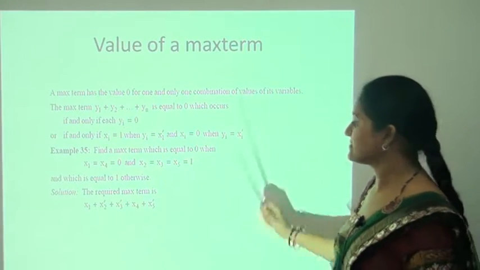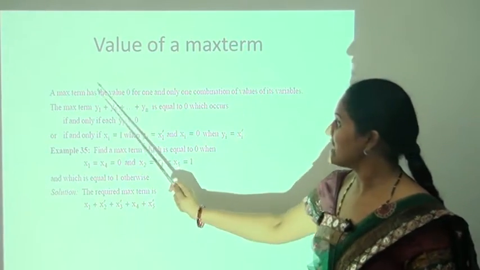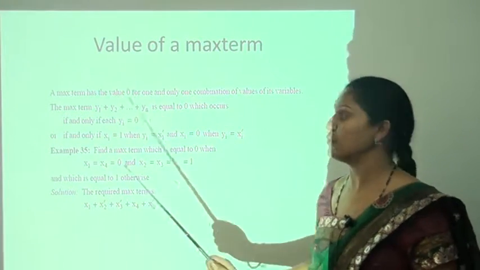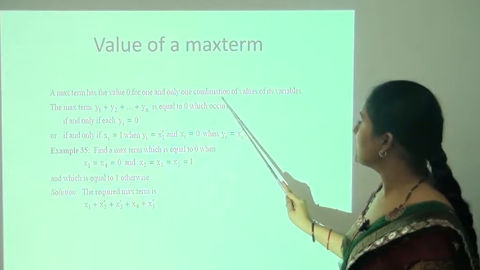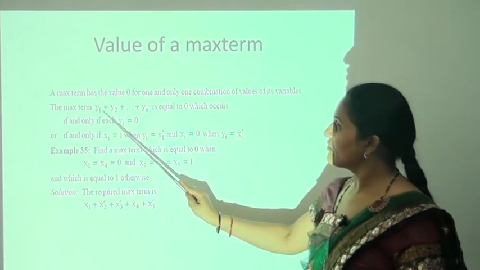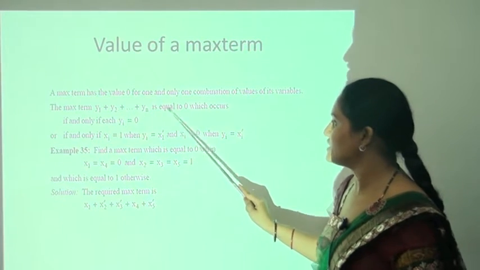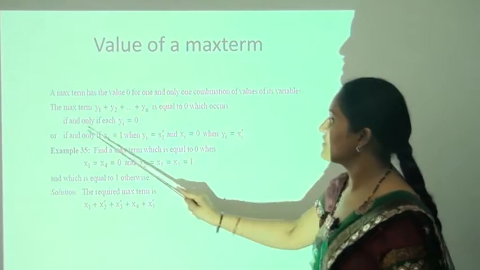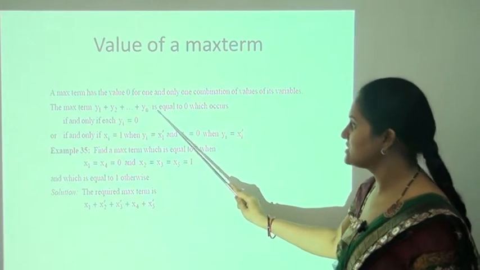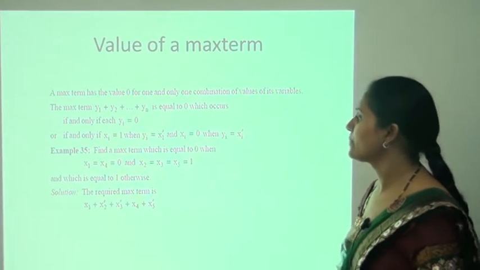Now value for the max term. So a max term has the value 0, min term has 1 and max term has 0 for one and only one combination of values of its variables. The max term y1 plus y2 to yn is equal to 0, which occurs if and only if all yi are 0. Means all yi are zeros, then this value will be 0.